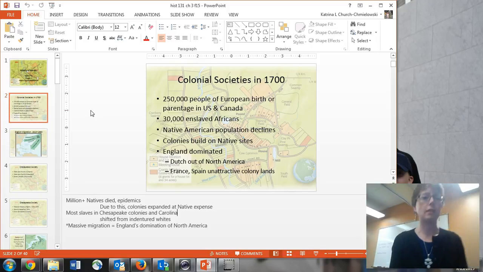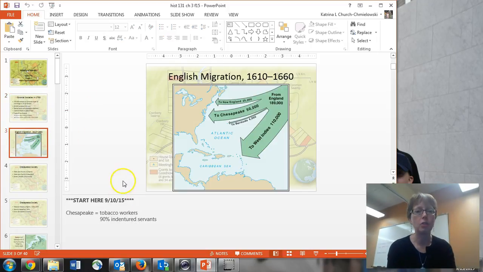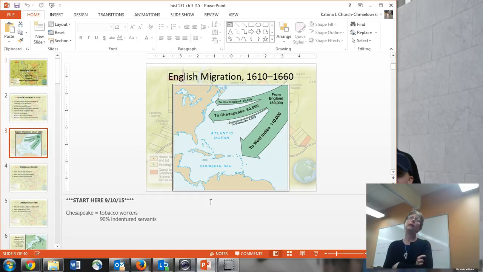Okay, so one of the other reasons that England dominated is because they had this mass migration into the colonies. So this slide here demonstrates that mass migration. Okay? So 110,000 English citizens and indentured servants went to the West Indies. Right? 25,000 went to New England, but 50,000 went to the Chesapeake. So 189,000 people. We only had 250,000 people by 1700.